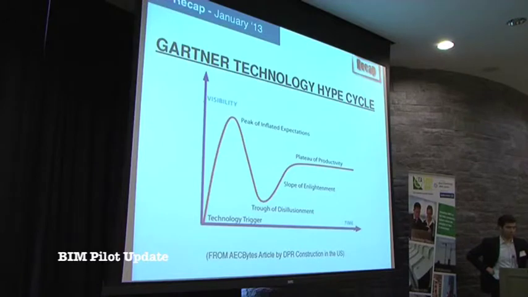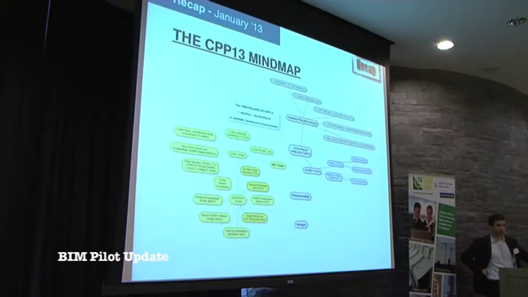This is my favourite graph in the whole BIM space, the Gartner hype cycle curve, and I saw this back in 2009 from DPR Construction in the US. They talk about how people have inflated expectations, and the reality is we all want to get to this place here. And I think most of the people in here already think this is a no-brainer. So how are we going to get there?